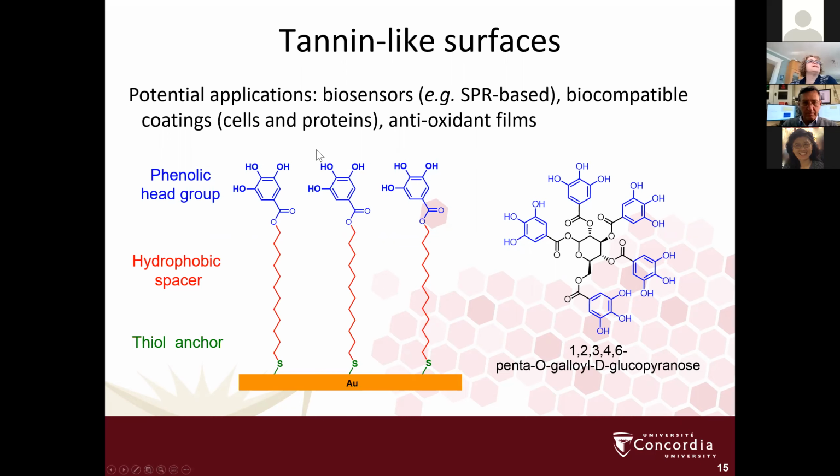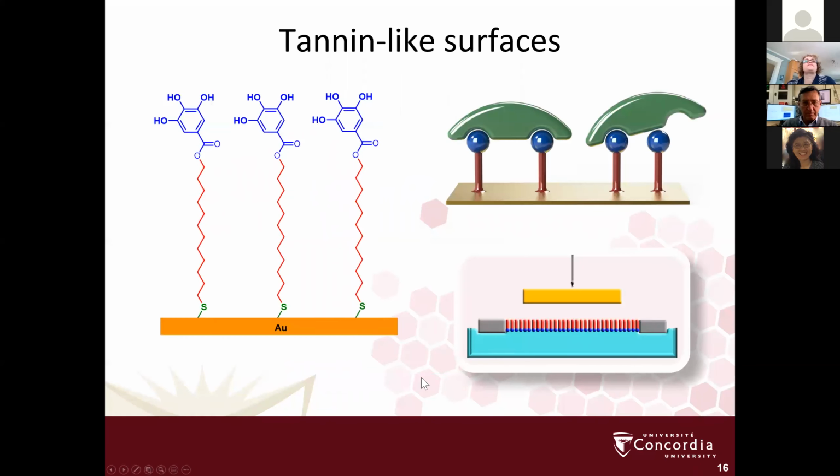So we designed then our phenol such that we have our trihydroxy phenolic head group. So this is basically gallic acid connected to a hydrophobic spacer and a thiol anchor, which we can then eventually attach to gold. And the long-term idea is that if we get the spacing right by controlling the spacing using a Langmuir trough, we can then get the spacing right for binding a protein. And we would propose to do this using a Langmuir-Schaefer transfer after we've pre-organized the material at the air-water interface.